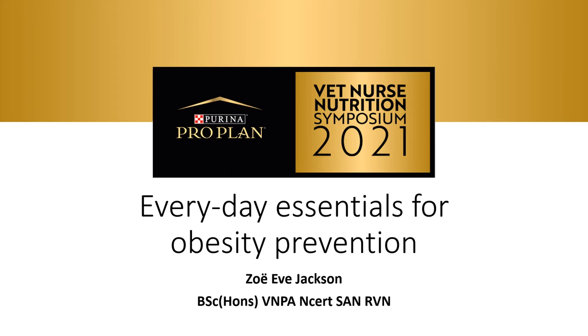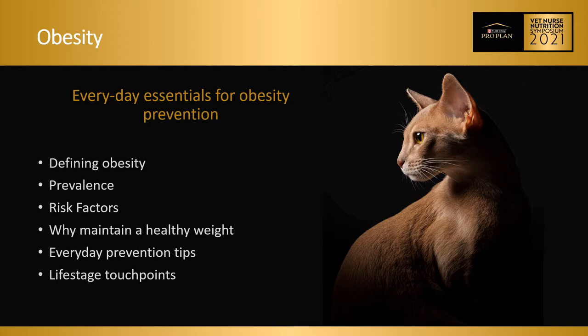My name's Zoe and I'm the veterinary nutrition partner for Purina, and today I'm going to cover some everyday essentials for obesity prevention. So during this session we're going to look at all of these different points, starting at defining what obesity is, the prevalence rates that we're seeing in the UK but also globally, those risk factors associated with obesity, why we need to maintain a healthy weight for our dogs and cats, looking at those everyday prevention tips that we can utilise within our practices, and also those life stage touch points in which we can make some really clear recommendations around obesity prevention.